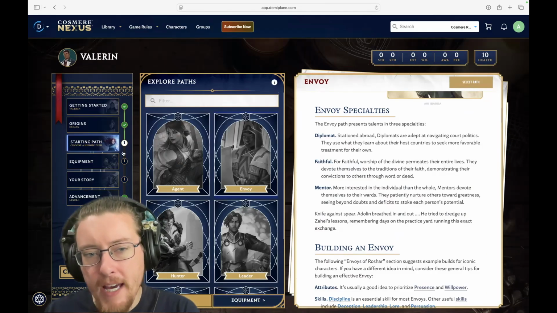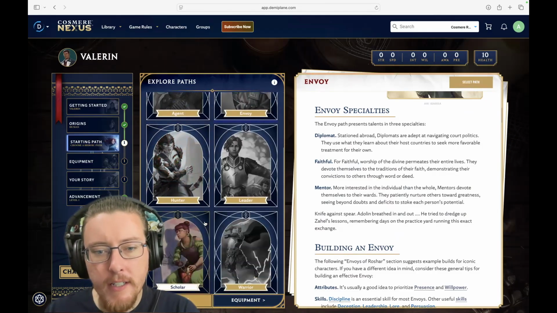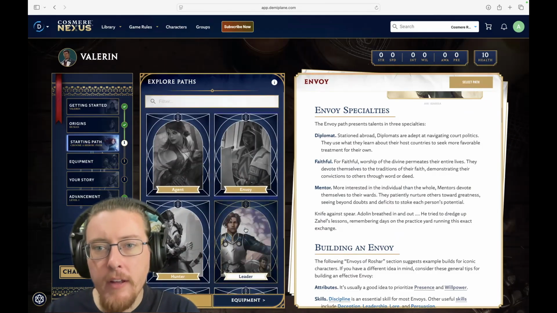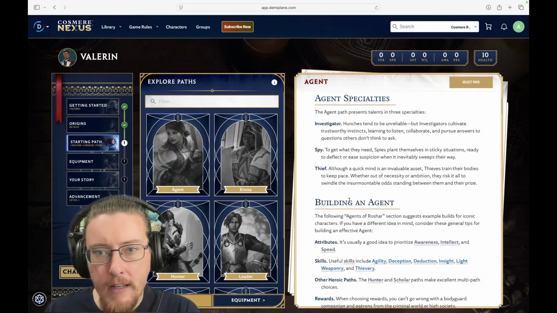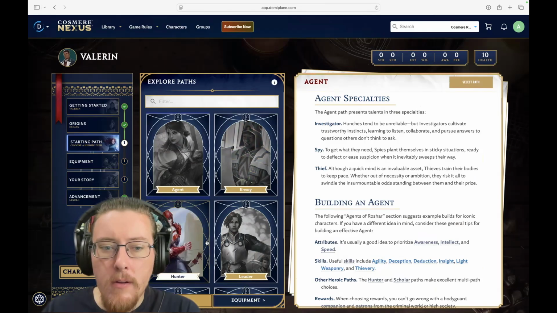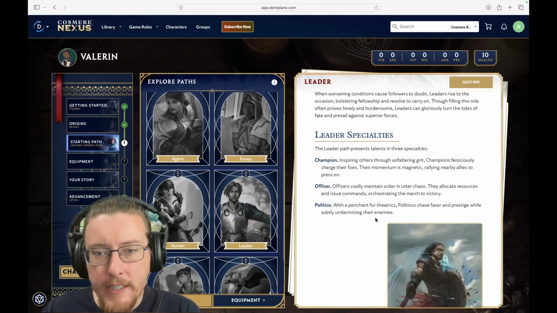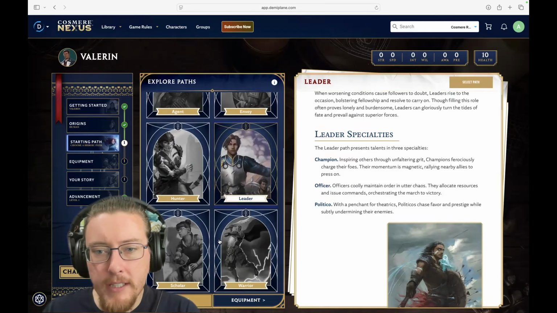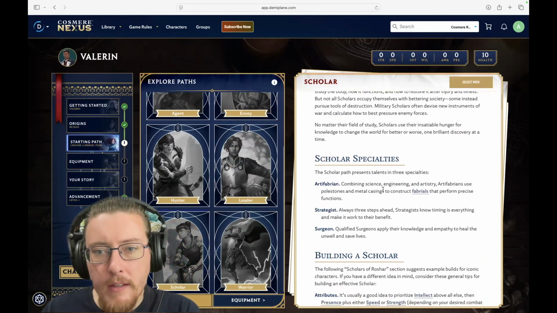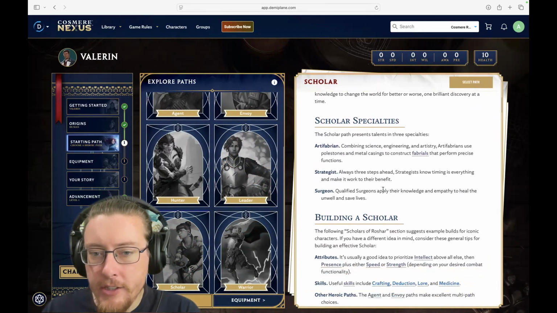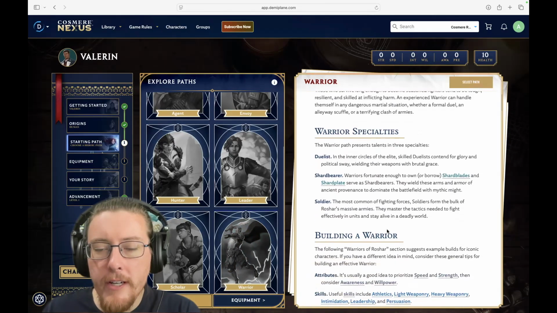And each of the paths, Agent, Envoy, Hunter, Leader, Scholar, and Warrior, each have three different specialties. The agent has investigator, spy, and thief. The hunter has archer, assassin, and tracker. The leader has champion, officer, and politico. Scholar has artifabrian, strategist, and surgeon. And the warrior has duelist, shard bearer, or soldier.